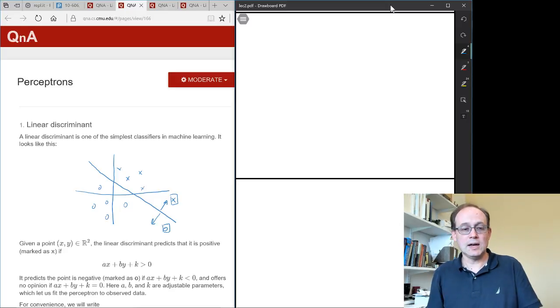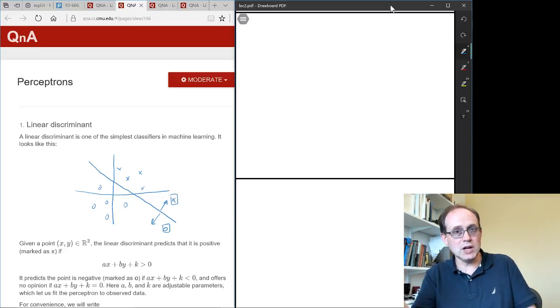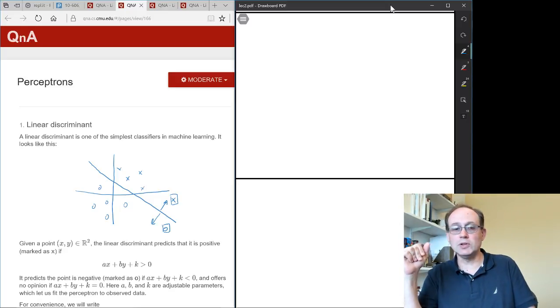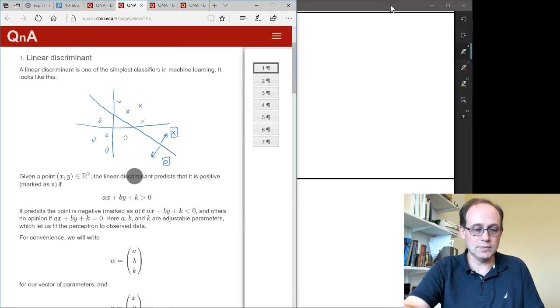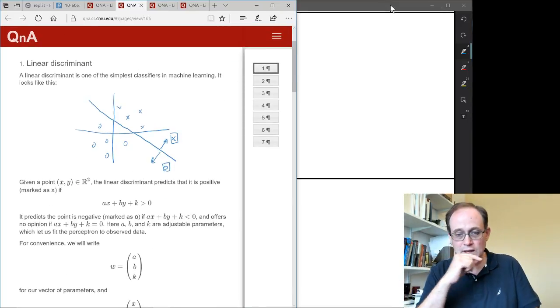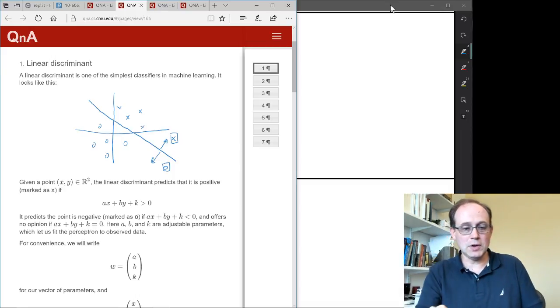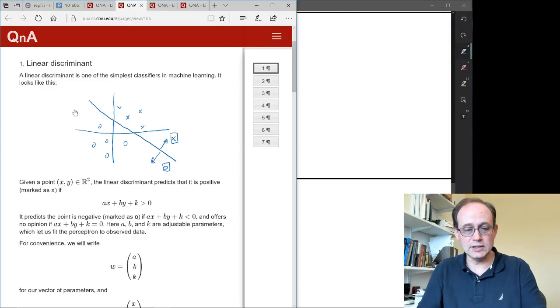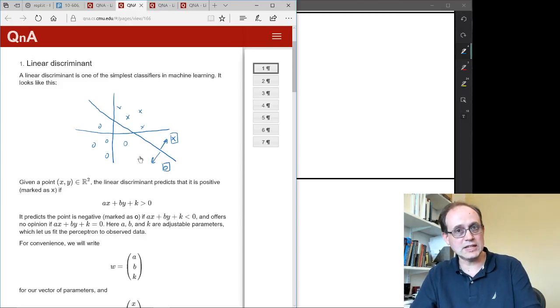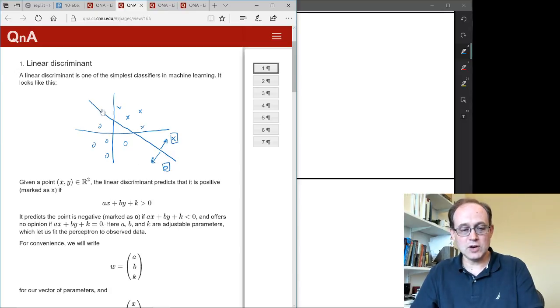So to help people follow along, I've gone ahead and uploaded a typed up version of this same proof. And so let's start just by reviewing the part of the proof that we've already gone over so far. So if you'll remember, what we're doing is we're looking at a linear discriminant, which is a type of classifier in machine learning. It's based on the equation for a line.